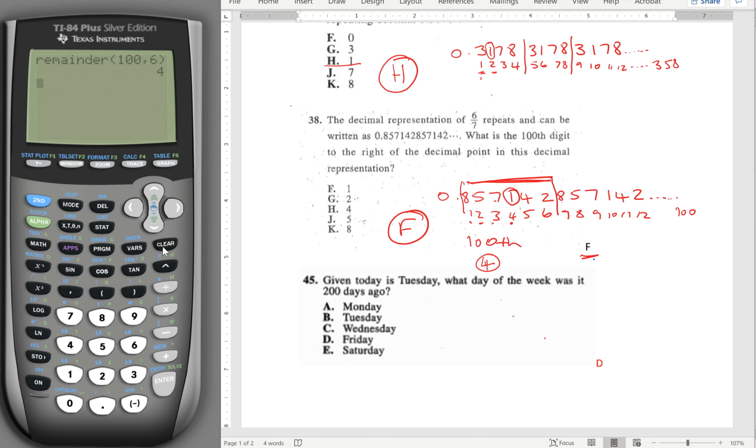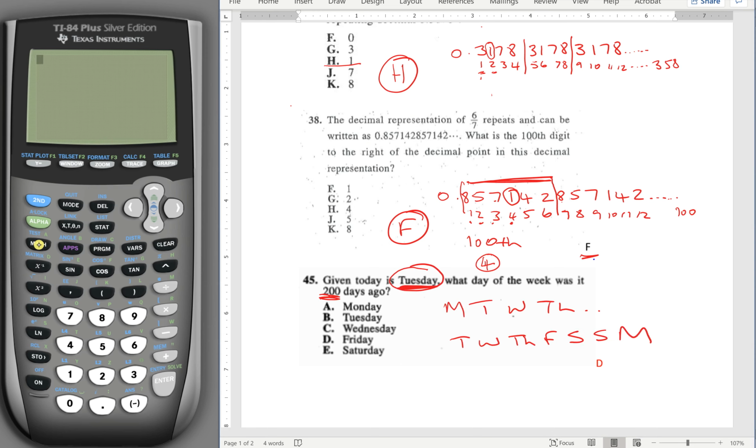It says, given today is Tuesday, what day of the week was it 200 days ago? So here's the important point. Some of you might think, oh, it's the days of the week, so I'm going to do Monday, Tuesday, Wednesday, Thursday. No, it says it starts on Tuesday. So that has to be number 1. That has to be your first digit. So you would mark it as Tuesday, Wednesday, Thursday, Friday, Saturday, Sunday, and Monday would be at the end, right? Because Tuesday is number 1. That's where it starts. So it would be numbered 1, 2, 3, 4, 5, 6, and 7.